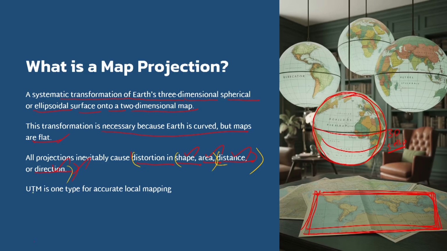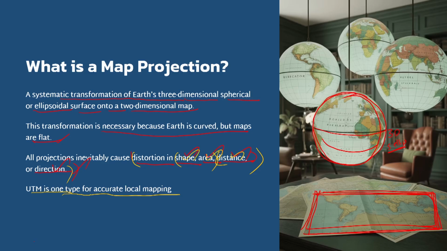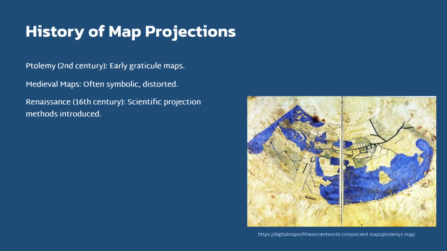When you talk about UTM projection, it is one type of projection that is accurate for local mapping. UTM projection retains shape, area and distance. So, that is the advantage of UTM projection, universal transverse Mercator projection. With this initial talk, let us get into the history of map projection.